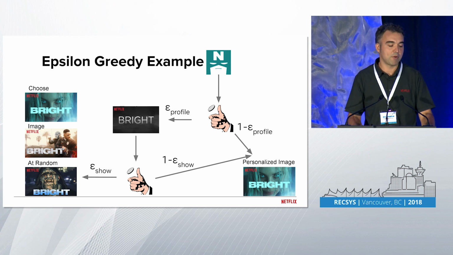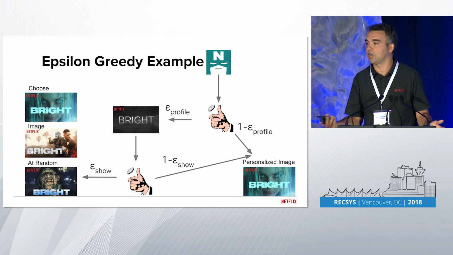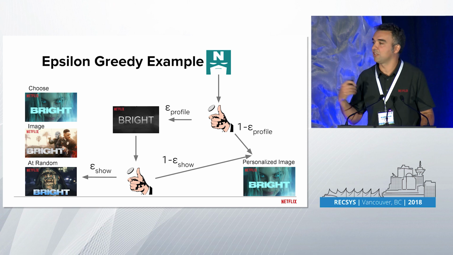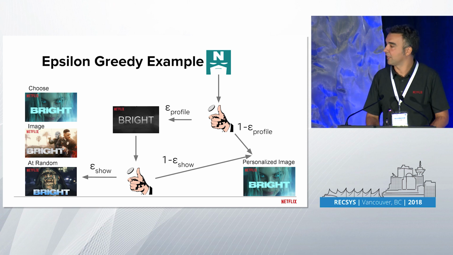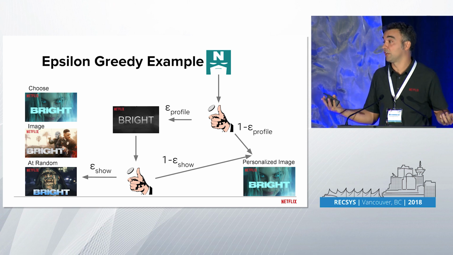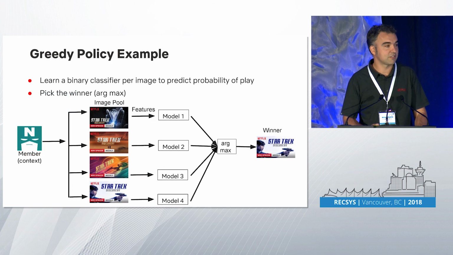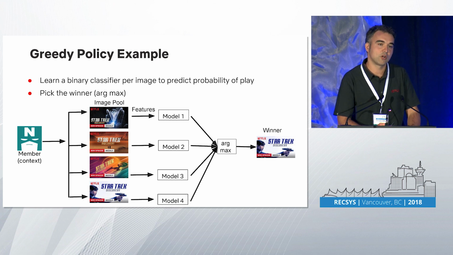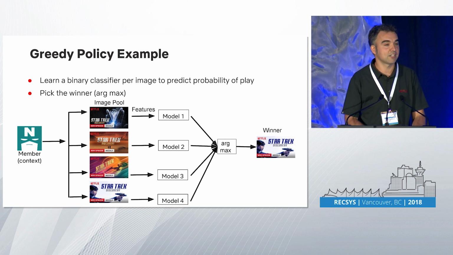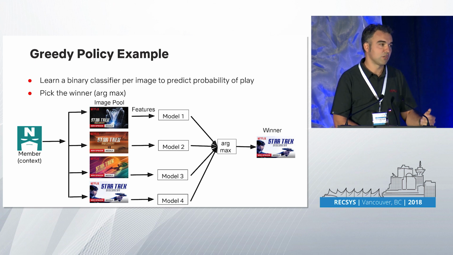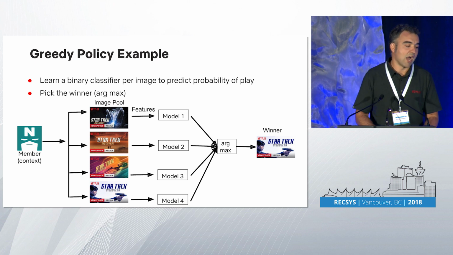If it didn't follow that path, you go to the exploit part of the system, where you try to serve the best image to your knowledge with the data you have collected so far. And for this exploit part, again, there are plenty of things you can do. Actually, there's quite a bit of active literature. This is just one possible example.